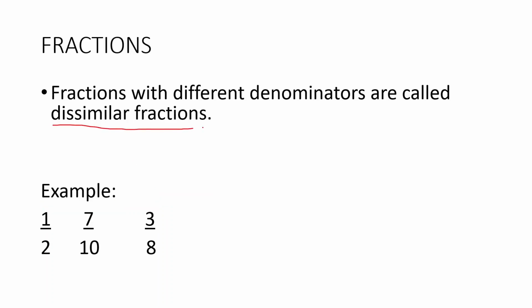We call it as dissimilar fractions. So, let's read, fractions with different denominators are called dissimilar fractions. Take note with the words different denominators. The denominators are different, unlike before where they were the same. The denominator is the number at the bottom of the fraction. Here we have 2, then 10, and then 8. So, we call it as dissimilar fractions.